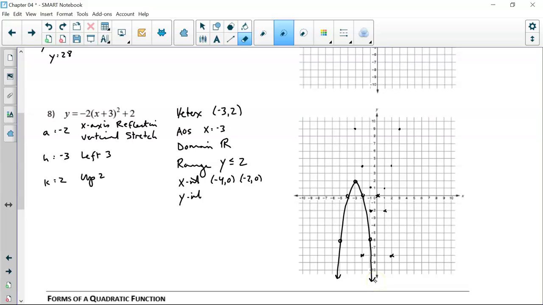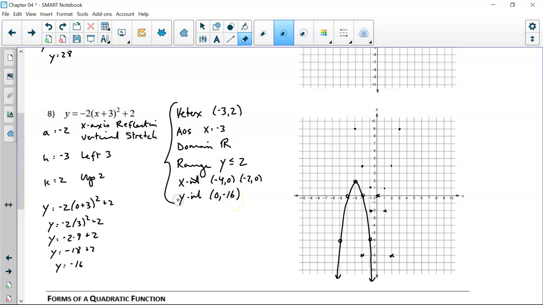So we can find the y-intercept by putting 0 in for x. So y equals -2 times 0 plus 3 squared plus 2. -2 times 3 squared plus 2. 3 squared is 9. -2 times 9 plus 2. So y equals -18 plus 2. y equals -16. 0, -16. And there we go.